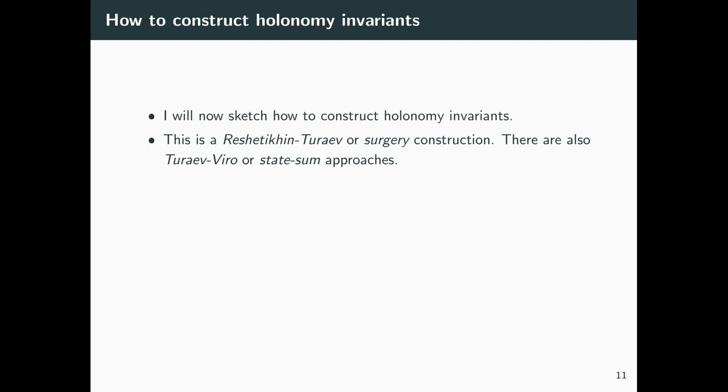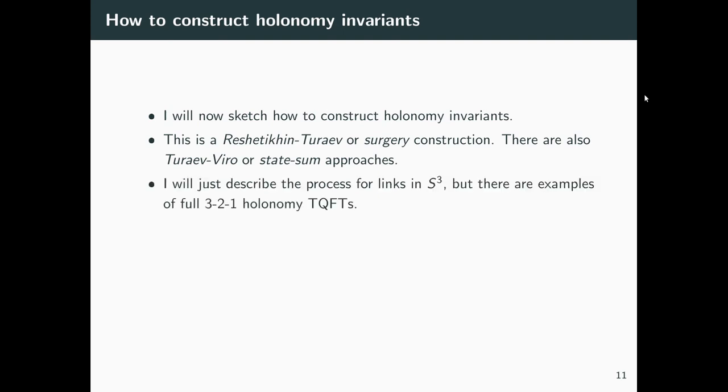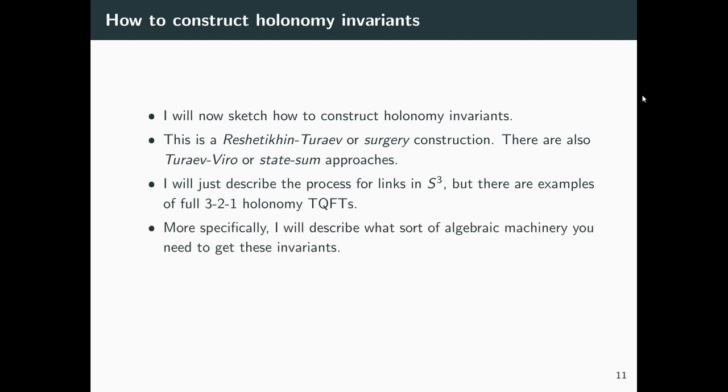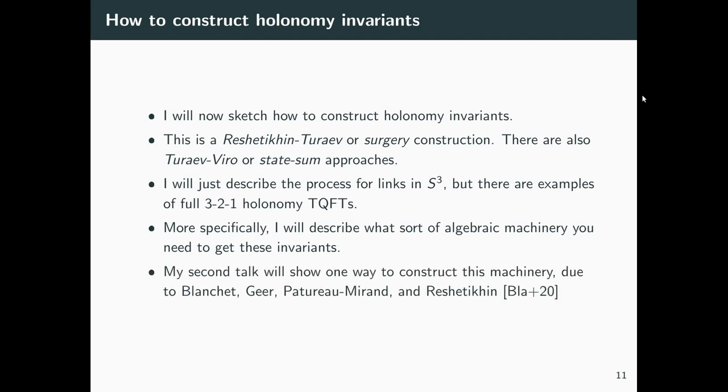That actually can't be done quite yet for the kind of invariants I'm talking about, but if you want a TQFT, you don't just want to talk about links; there are 3-2-1 holonomy TQFTs. I think they're constructed using Turaev-Viro or other approaches, but they do exist. I'm not going to get into that, though. I'm just talking about links. Actually, I'm really not going to tell you how to construct a holonomy invariant, because this is supposed to be a relatively short talk. What I'm going to do is say what kind of algebraic machinery you would need to construct one. In part 2, I will discuss in more detail how you could actually do that in the examples I'm interested in. Those more details are due to Blanchet, Geer, Patureau-Mirand, and Reshetikhin. If you want to read the paper, it's cited.